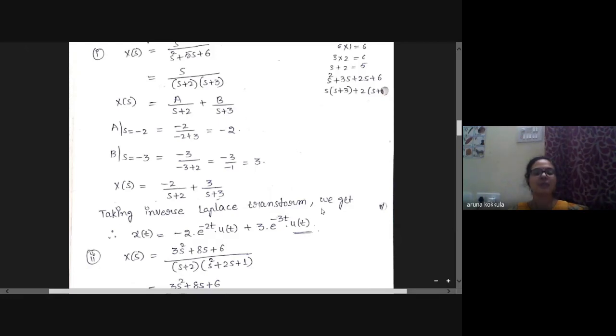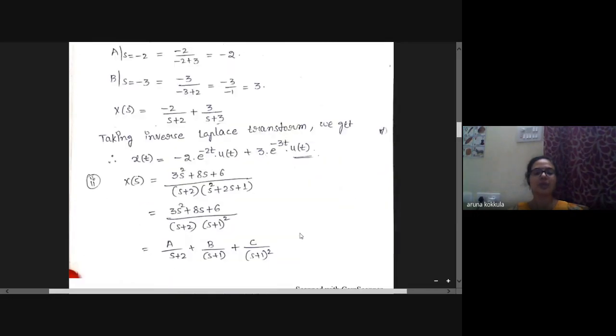Taking the inverse Laplace transform on both the sides, we can get x of t is equal to minus 2 into 1 by s plus 2. The inverse Laplace transform of 1 by s plus 2 is e power minus 2t into u of t, plus 3 into e power minus 3t into u of t. This is one problem. Both the poles are distinct poles.